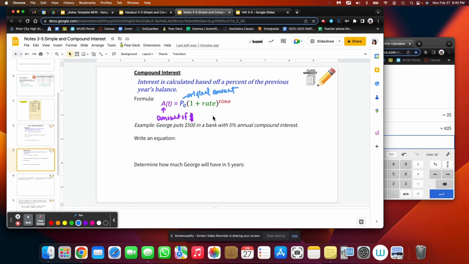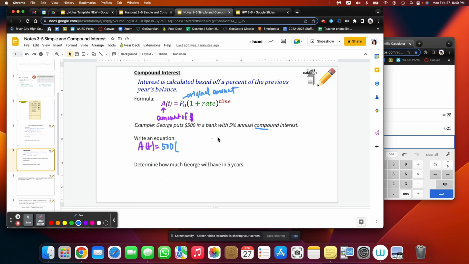Okay, so let's take a look at this. So it says George puts $500. So same situation. The only difference is now we're looking at compound interest. So writing an equation for compound interest, it's going to be A of t equals. The original amount is 500.